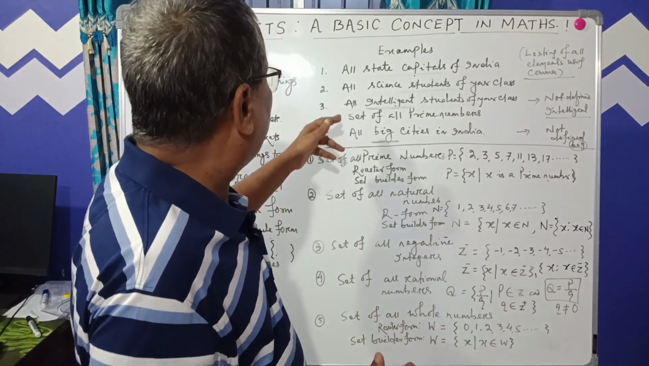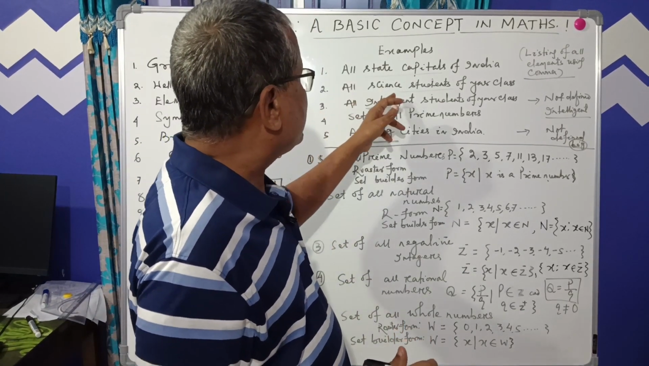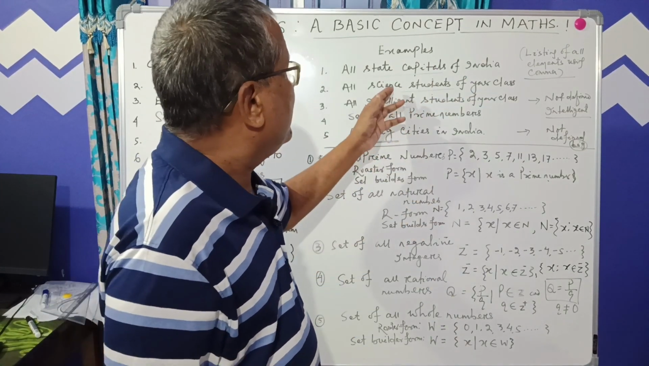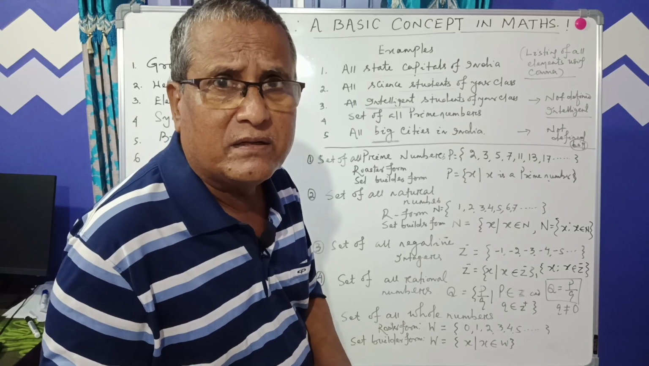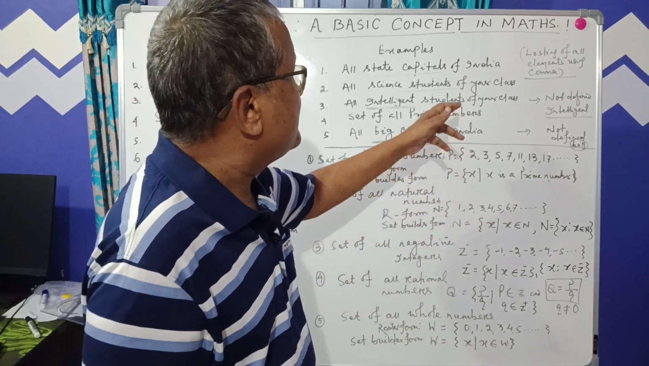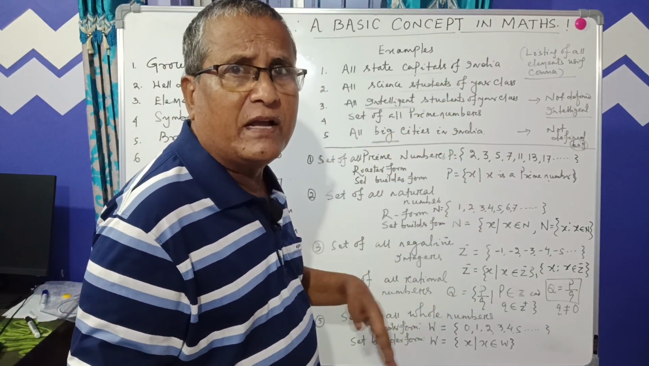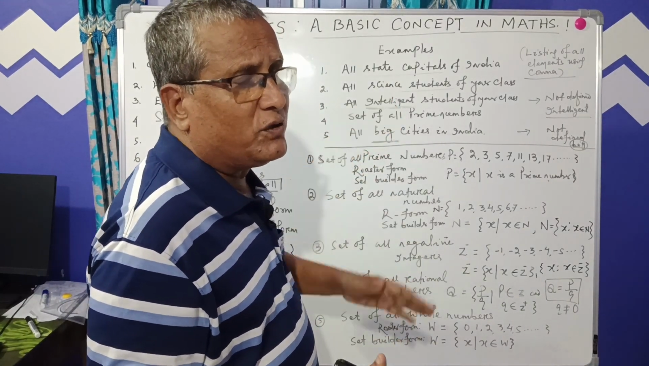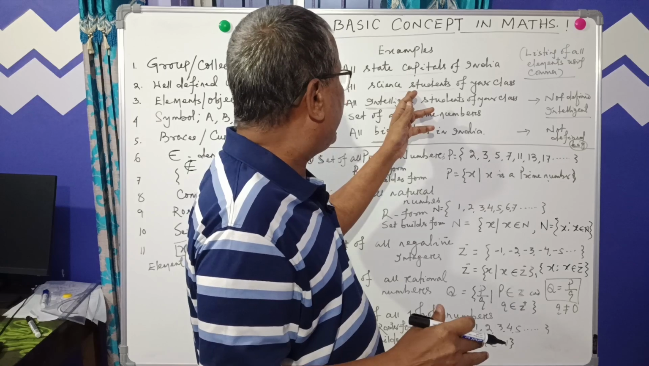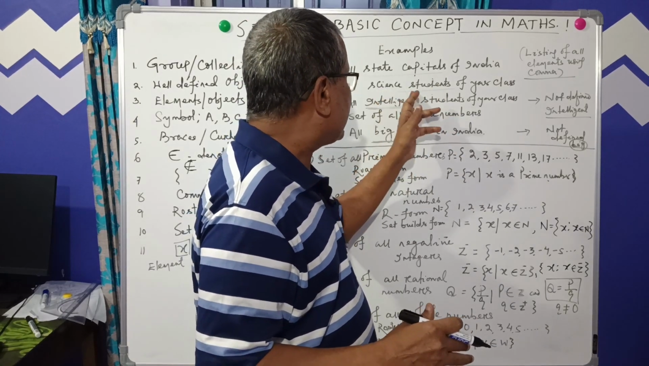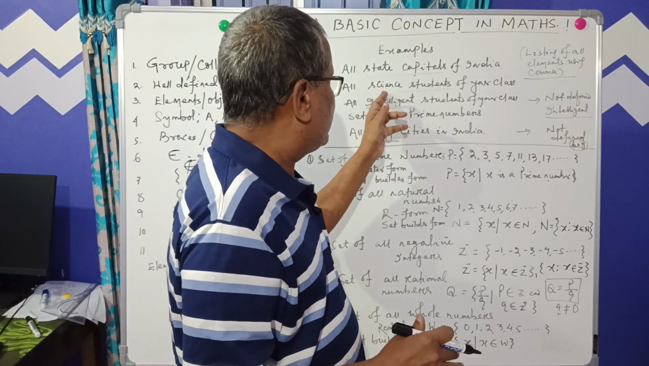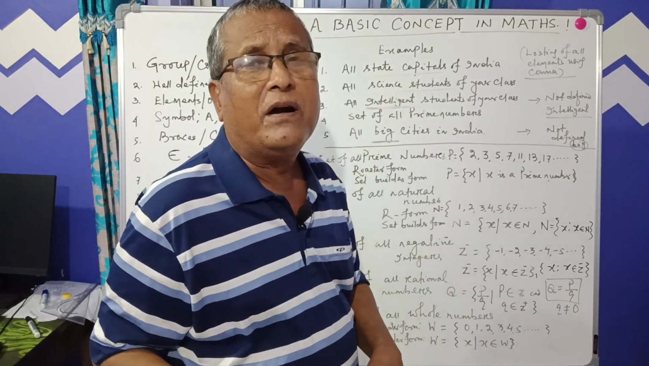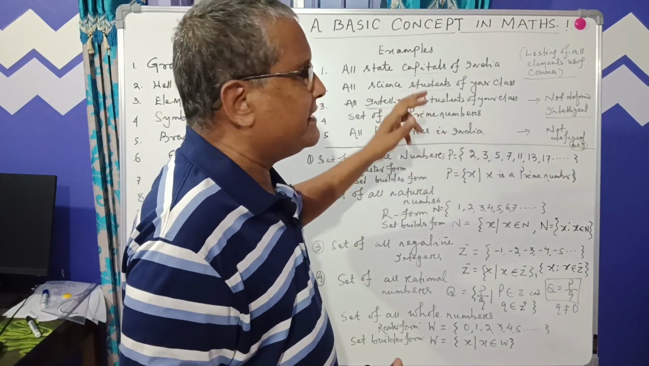But in the second example, you see all science students of your class. We can identify the students who have offered a science subject in a college or in a school, as the case may be. So we can identify the students, particularly science students. But students offering arts or commerce are not elements or members of that set.